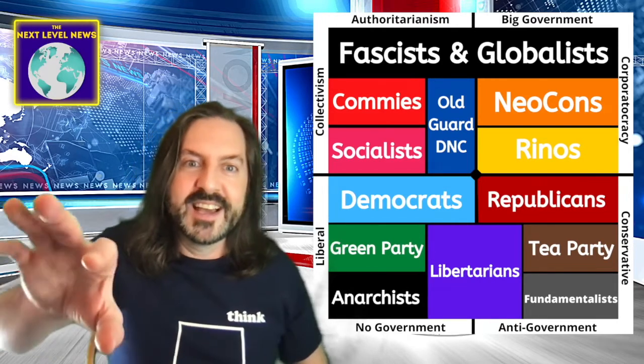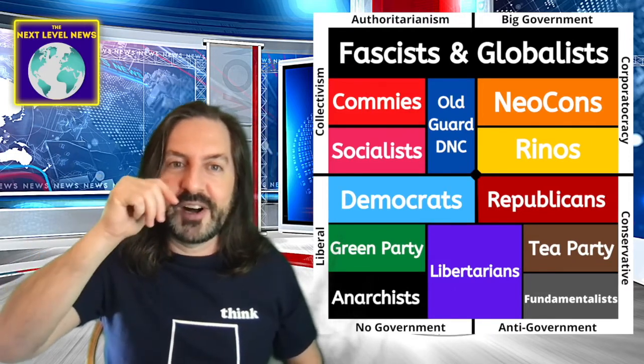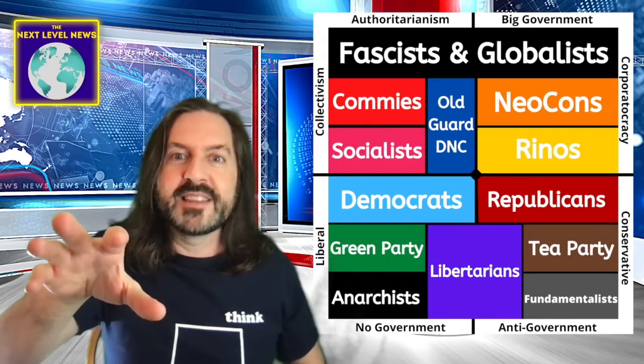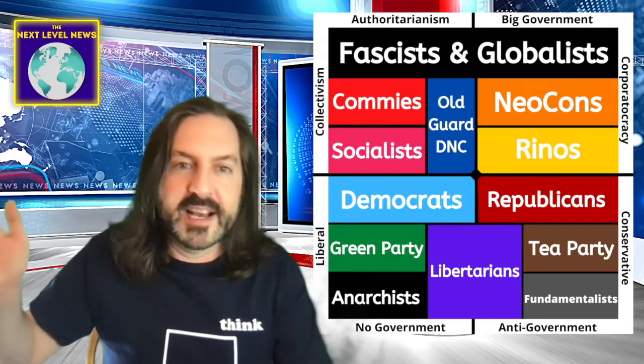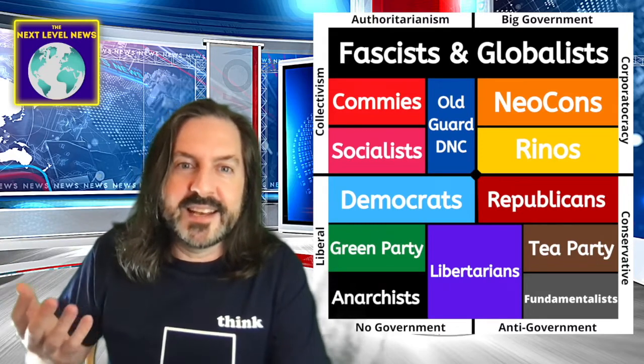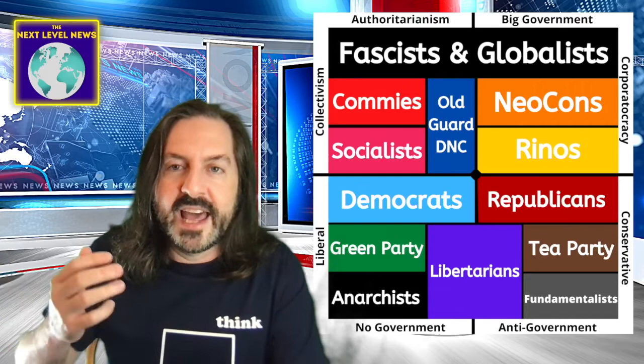So why don't we just cover the different groups? I'll start at the top. We'll just follow it like a clock here, with the Fascists and Globalists. Now, some people think fascism is only on the right. That's not necessarily true. In fact, there's not a whole lot of difference at the very top.